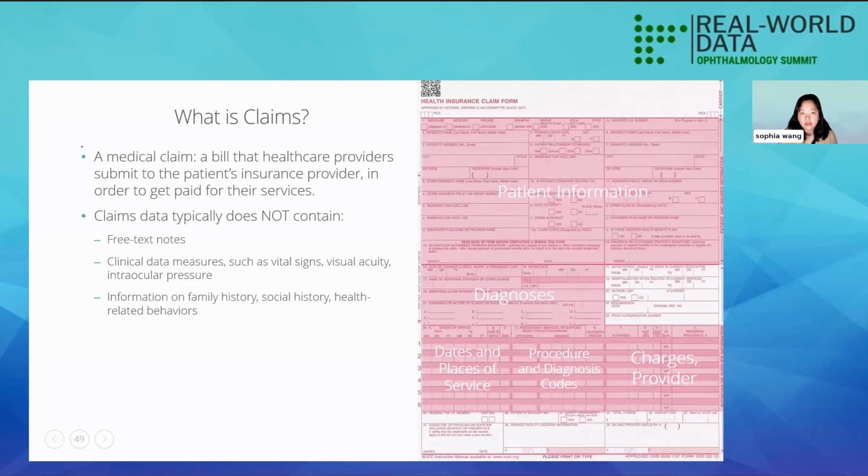So on the right, you'll see a traditional type of form that gets submitted to the insurance, and you can see there's patient information, diagnoses, dates and places of service, procedure and diagnosis codes, and the charges that the provider put in.